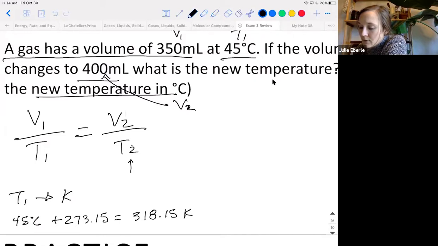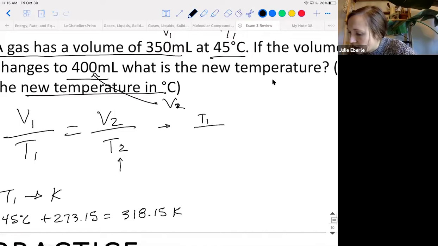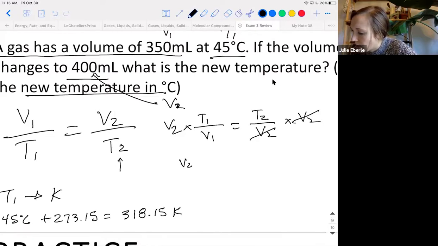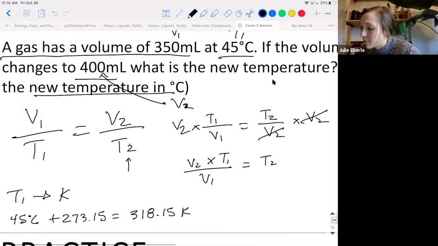One little trick when you solve these, I just literally flip the whole equation, okay? So what I'm gonna do, my first step is I'm just gonna flip it and say T1 over V1 equals T2 over V2. Now, if we multiply both sides by V2, V2 cancel on this side. What you end up with is V2 times T1, and on the bottom, we have V1. That equals T2. And I promise, if you would have done all the cross multiplying, everything else, all the other ways, you would end up with the same thing.